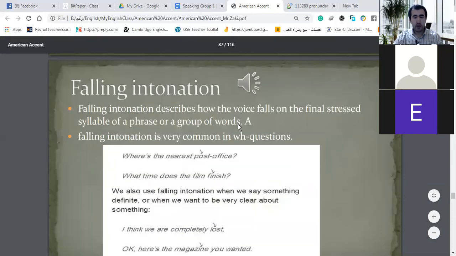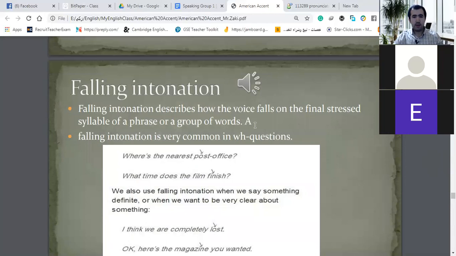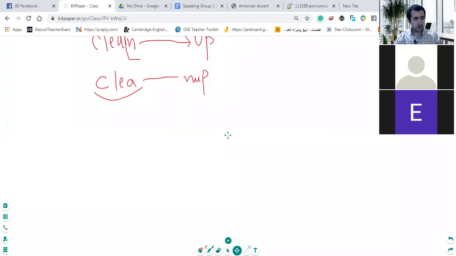Did we take the stress before? Yeah, we talked about it before. Stress can be stressed and unstressed in a syllable. If we have a sentence or a statement, we don't stress every word. Maybe within one word, we stress one syllable, not the two syllables. So if we have the word, for example, content, we have two syllables in this word. Do we stress the two syllables? No.